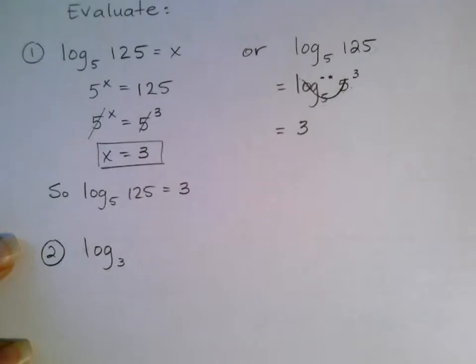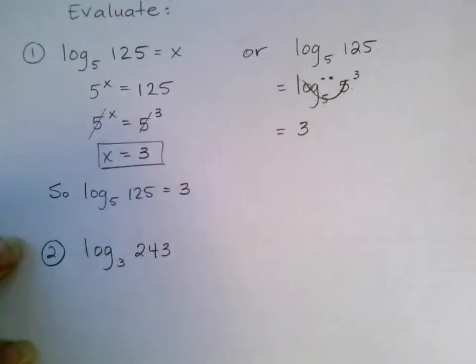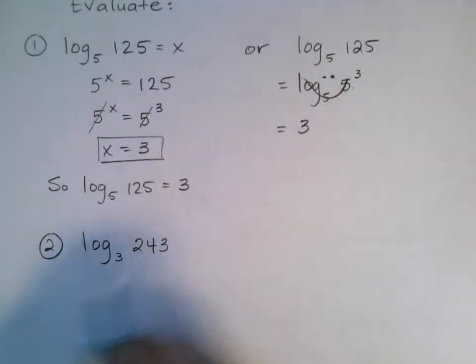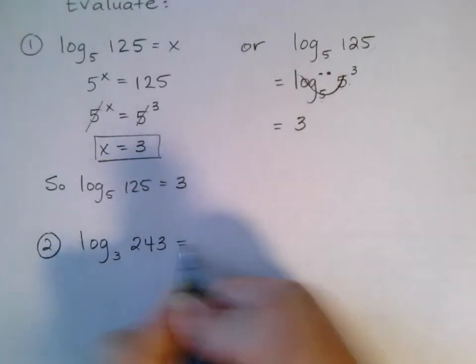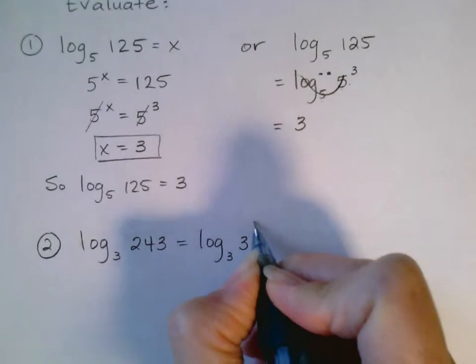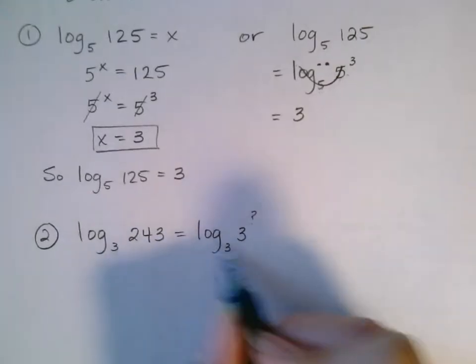Okay, let's do this. Log base 3 of 243. Let's do it the shortcut way. Log base 3 of 243 is the same thing as saying log base 3 of 3 to the what power? I want it to be a 3 so I can impose that smiley face thing.